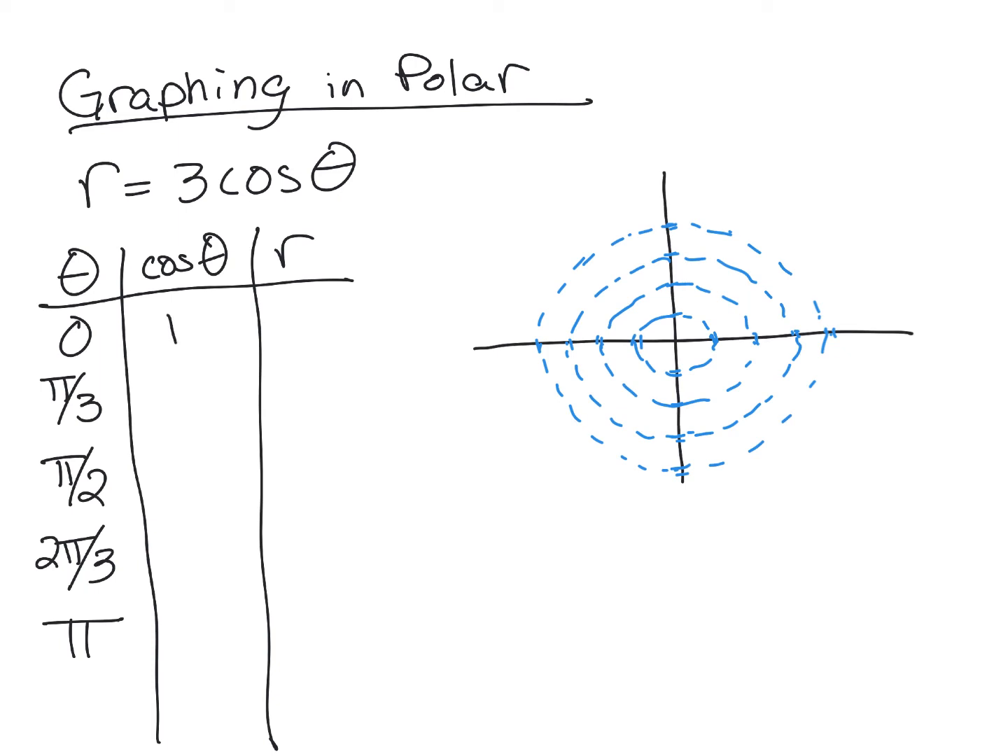Cosine of 0 is 1. Cosine of pi over 3 is 1/2. Cosine of pi over 2 is 0. Cosine of 2 pi over 3 is minus 1/2. Cosine of pi is -1. Now I'm only halfway around, but let's see what happens. Now to find r, I'm going to take the values of those cosines and multiply by 3.